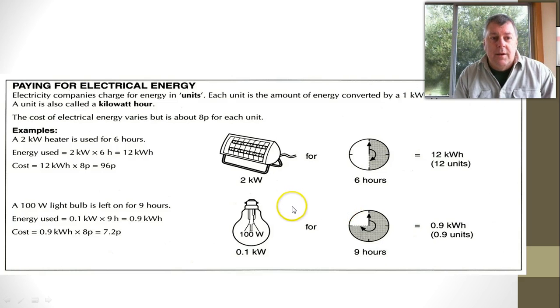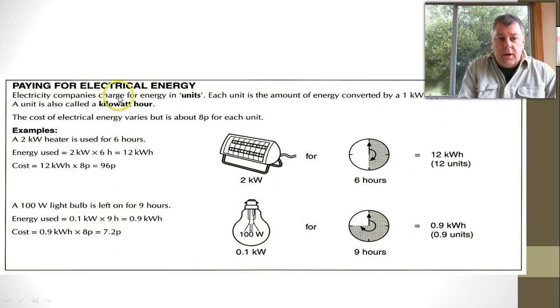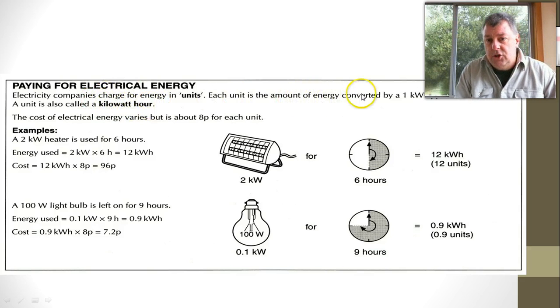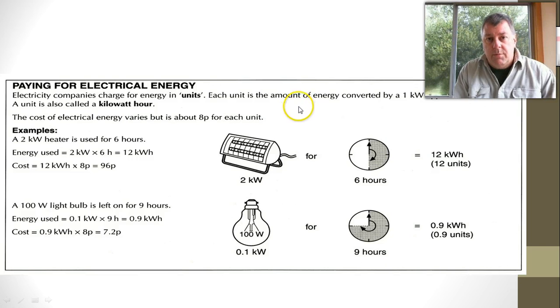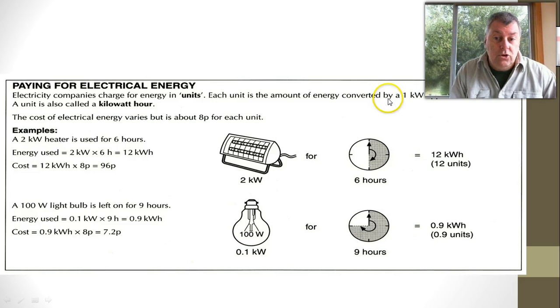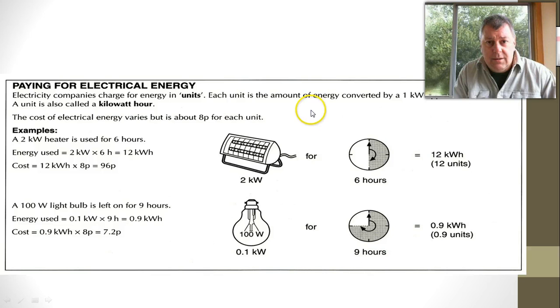Okay, so electrical companies charge you in units, and these units are called kilowatt hours, and what they represent is the amount of energy converted by a 1 kilowatt appliance in 1 hour. Now, if energy companies were run by physicists, we would just charge you in joules, because that's what you're actually using. You're using energy, and energy is measured in joules. But because they've decided to use this kilowatt hour, it all gets a little bit confusing.